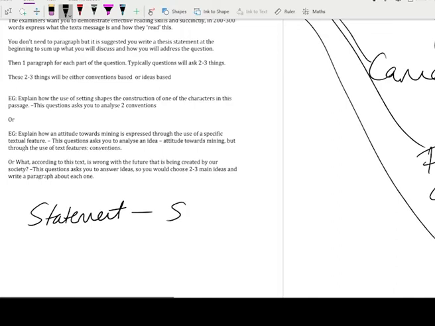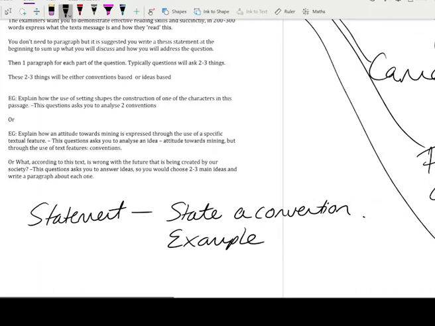So basically that would be a statement about a convention that you can see. Then actually give the example from the text and then state what the effect is and tie it back to the question idea. So in this section, there are 2 types of questions. They can be conventions-based or ideas-based.